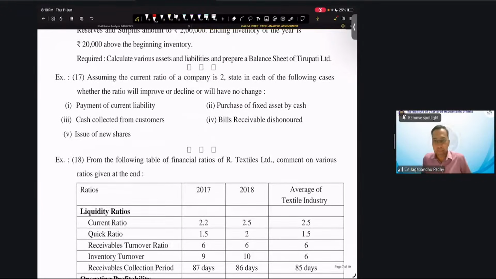Question number 17. I'll just give you a couple of minutes. Just think about each of these options. Read the question and try to put the answers in your mind.